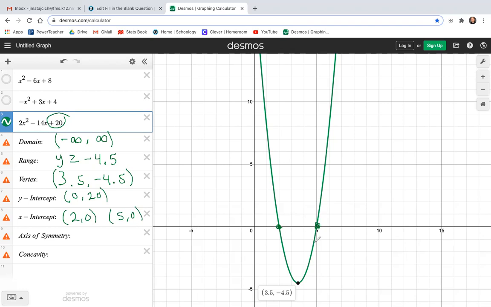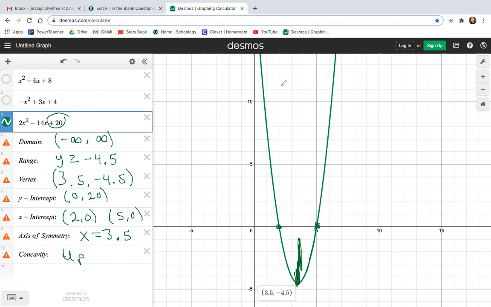The axis of symmetry, that's going through my vertex right here. A terrible looking line, that's okay. The axis of symmetry is x equals 3.5. Then, if I started at my vertex, reading it like a book, I'm having to go up my function, so this is concave up.